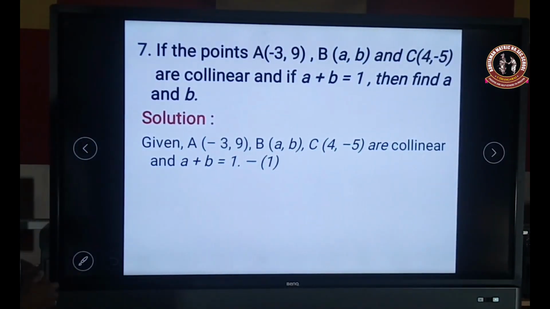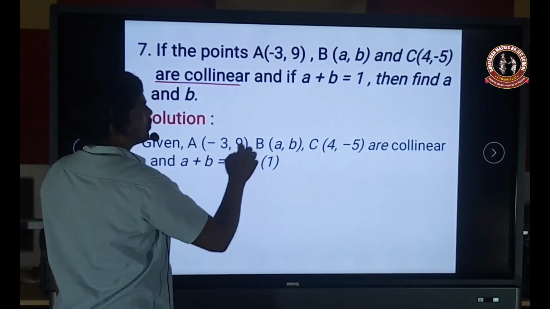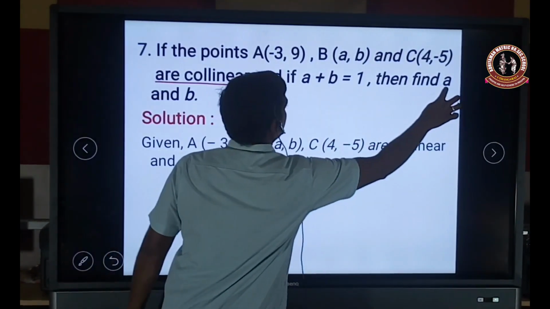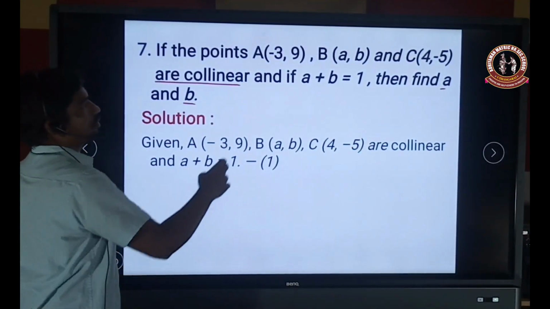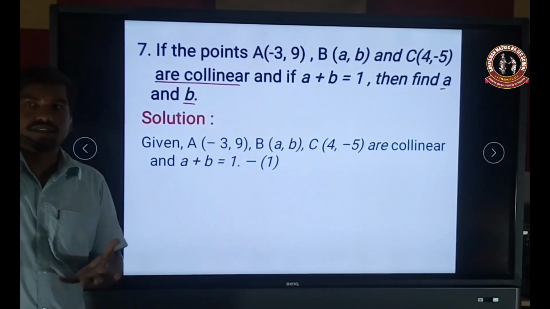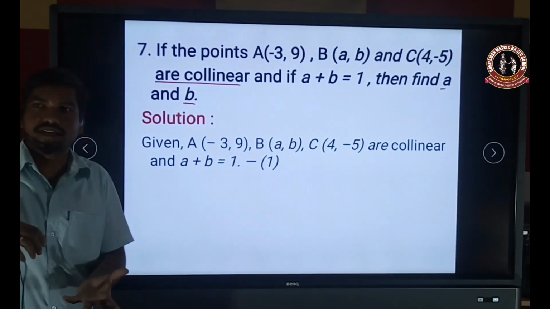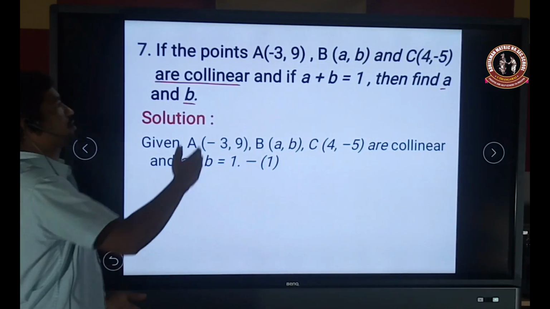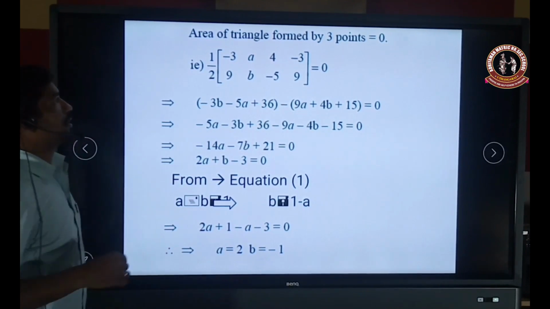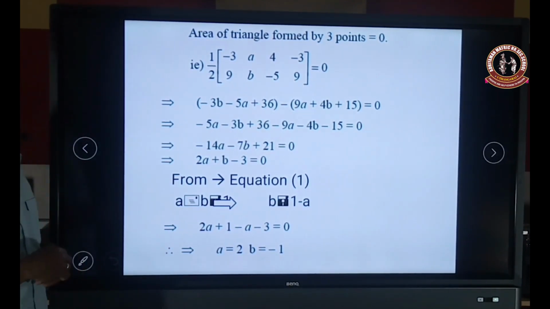So next, seventh sum. The points A(-3, 9), B(a, b), and C(4, -5) are collinear, and if a plus b is equal to 1, find the values of a and b. So given that these 3 points are collinear. 3 points being collinear means that the 3 points are lying on the same straight line. So the area formed by these 3 points is equal to 0. So now the area of the triangle formed by these 3 points equals 0.